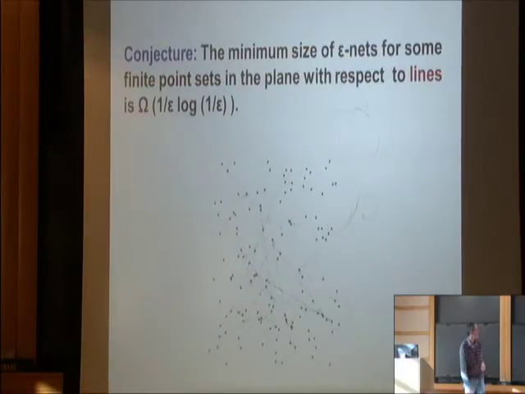So the first one is that I believe that this inverse Ackermann lower bound for points and lines here is just a fluke of the proof. Namely, the conjecture would be that the minimum size of epsilon nets for some finite point sets in the plane with respect to lines is really omega of 1 over epsilon log of 1 over epsilon. And I even have a candidate example. It's not the one drawn here, or maybe, I don't know. But I'll tell you what I think should be. I don't know how to prove it, but I think that this should be true.